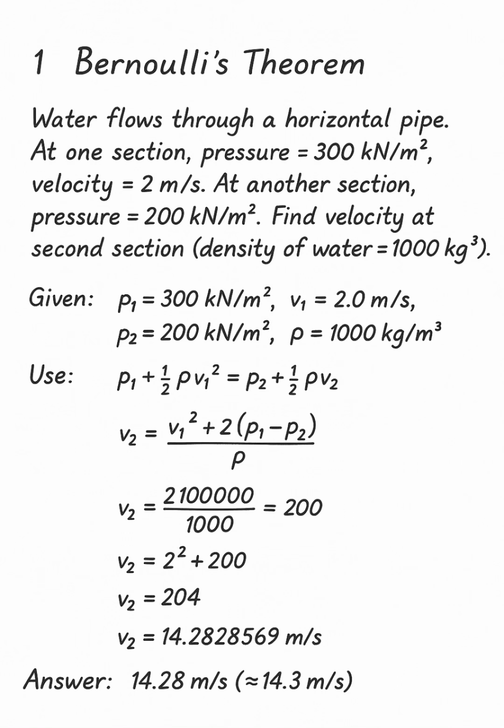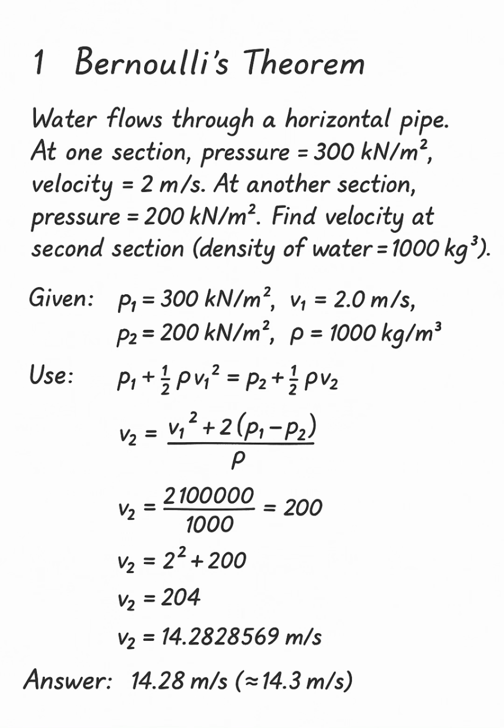Here's the question. Water flows through a horizontal pipe. At one section, pressure is 300 kilonewton per meter square and the velocity is 2 meter per second. At another section, pressure is 200 kilonewton per meter square. We have to find the velocity at the second section, and the density of the water is 1000 kg per meter cube.